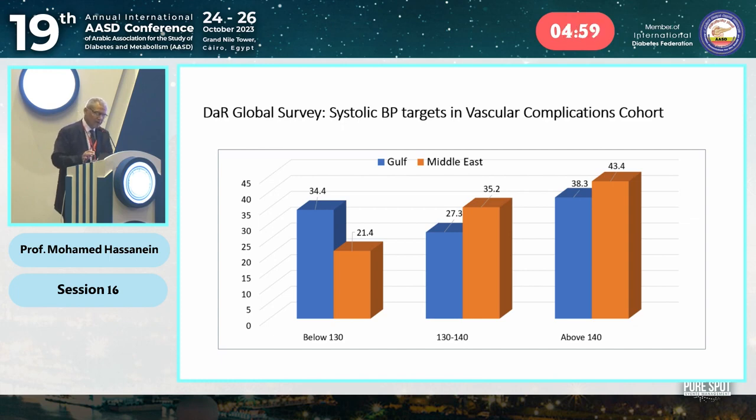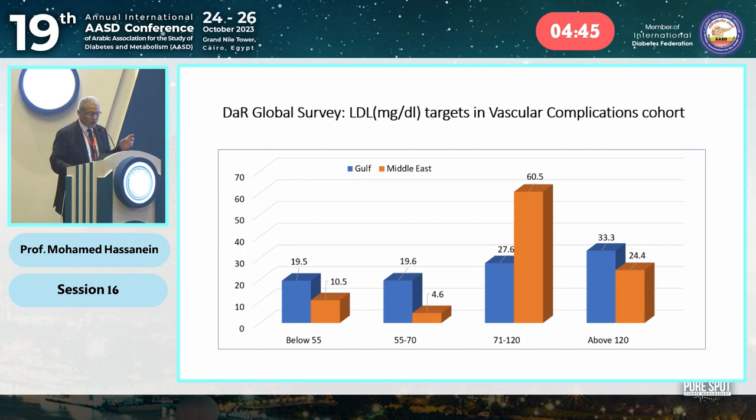Look into targets. So systolic blood pressure. Systolic blood pressure in this group should be below 130. How many are achieving the target? 34% in Gulf, 21% in Middle East. If you look into LDL, 19% are getting below 55, which is the target for this group. Well, if you want to relax it a bit and say, let's go to below 70, that's another 19%. So under 40% are achieving the LDL target in well-resourced places such as the Gulf.